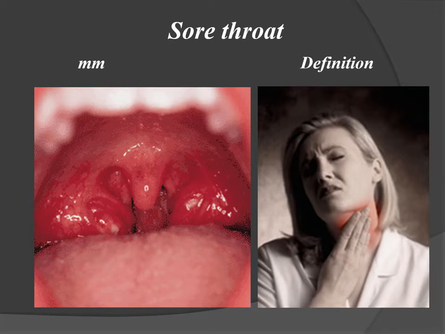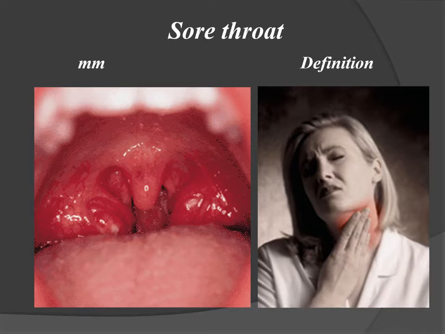When you look at the pharynx in a patient with sore throat, you may find congestion in front of you. When you say congestion, you have to know the normal mucosa. What is the normal mucosa in this site, in this organ? To look at the normal mucosa in this situation, you have to look at the inner surface of the cheek. It is pale pink and wet.